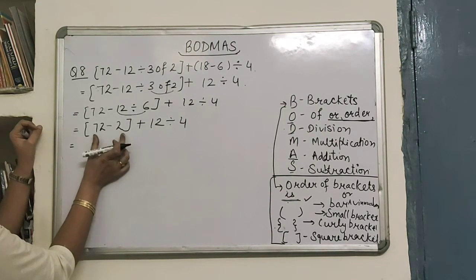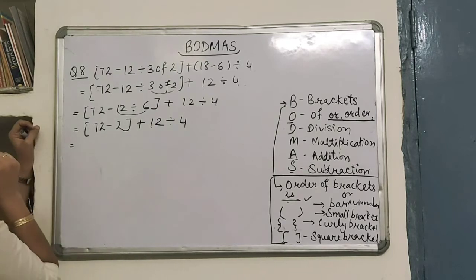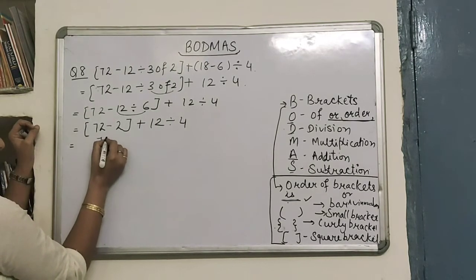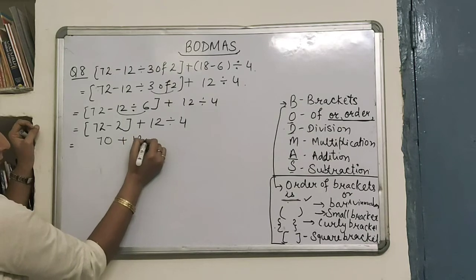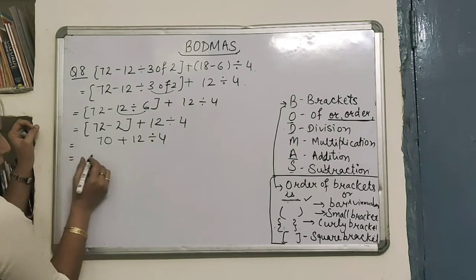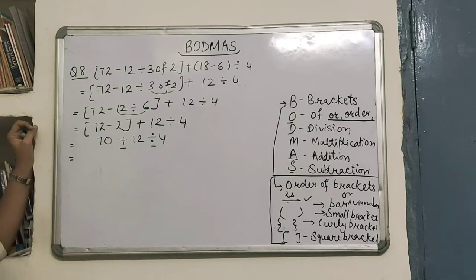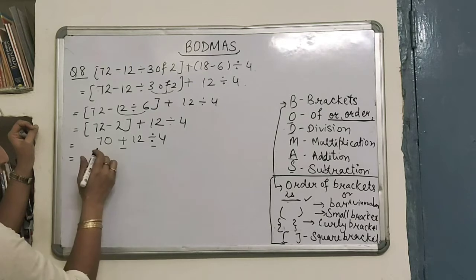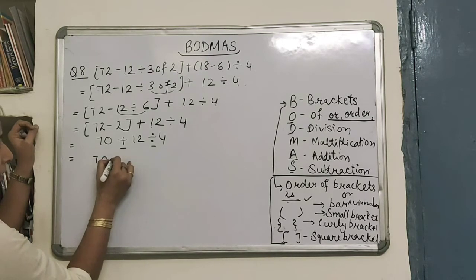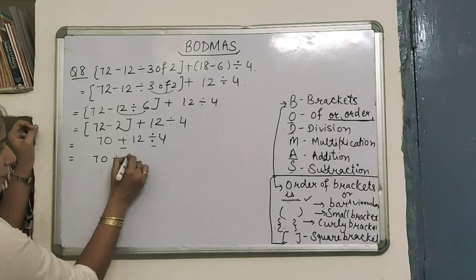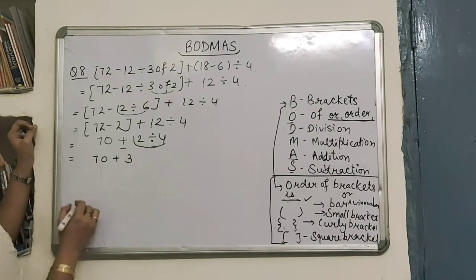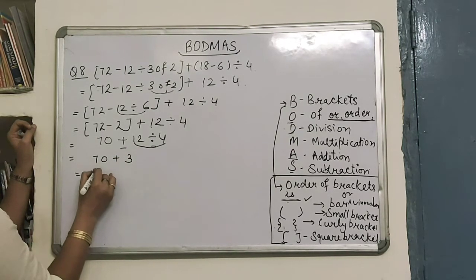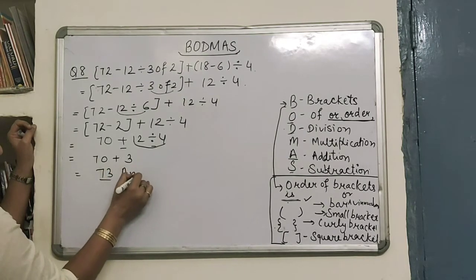So only the one operation is here. So we can directly remove the big bracket and we can remove the square bracket and we can solve whatever it is inside. 72 minus 2 is 70. Now plus 12 divided by 4. Now you can see there is plus and division, two operations. Which operation should I solve first? Is division only. So 70 plus 3, because 12 divided by 4 is 3. So 70 plus 3 is 73. In this way we can get the answer.